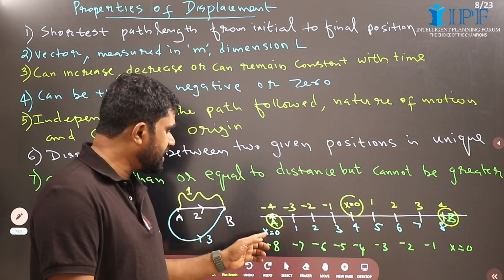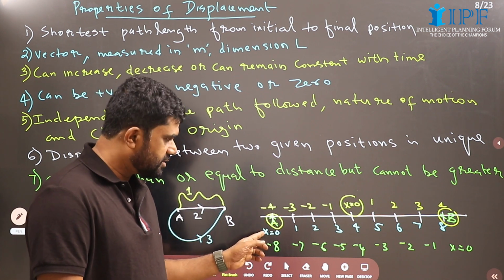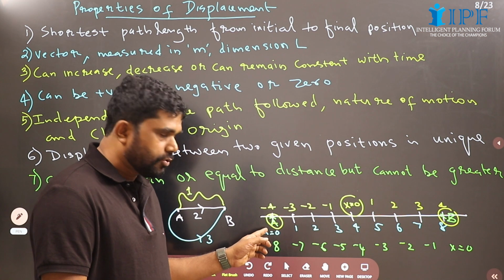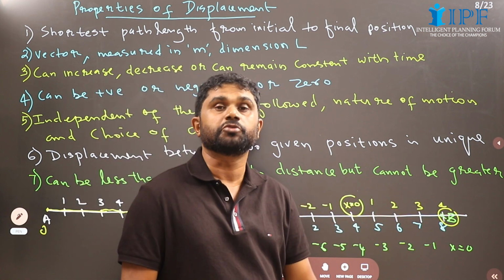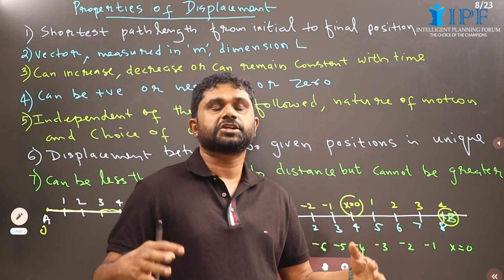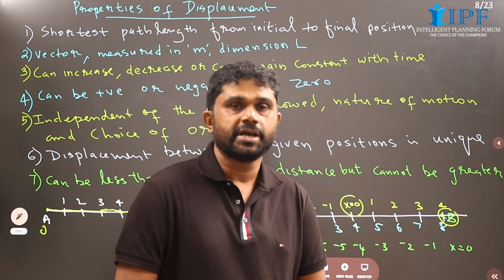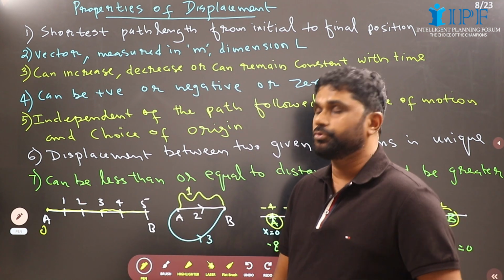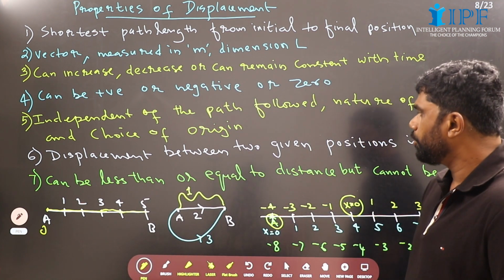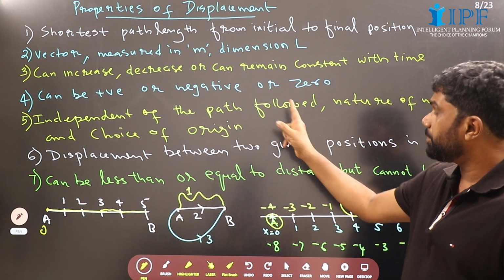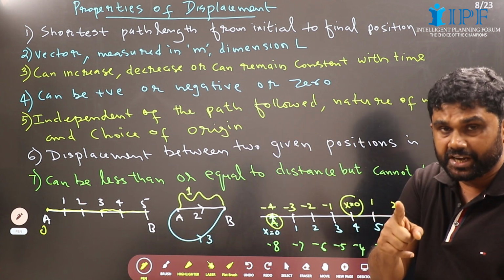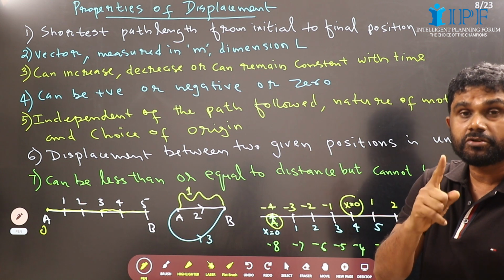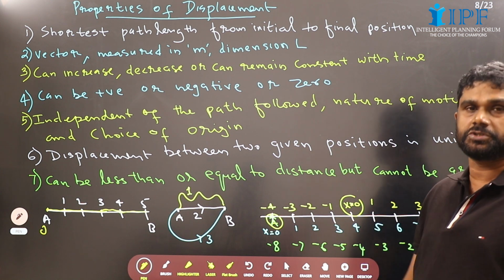And suppose we have taken this blue as x equal to 0. Then the final position will be x equal to 8. Again, the displacement is the change in position and it is 8 minus 0, that is 8 units only. So displacement is independent of the path followed, independent of the nature of motion, and also independent of the choice of origin.